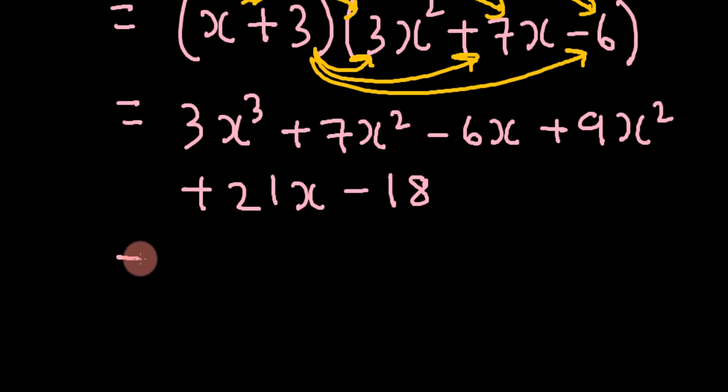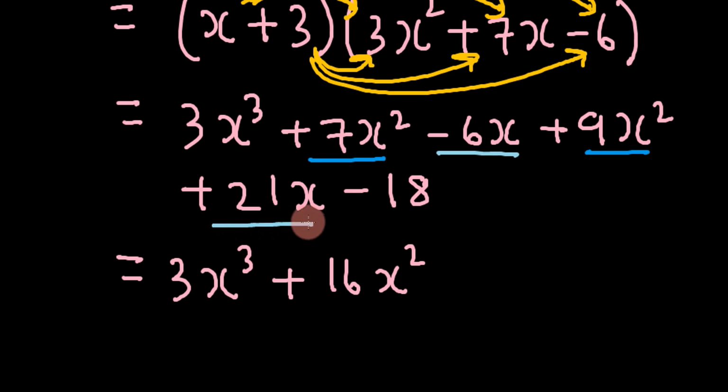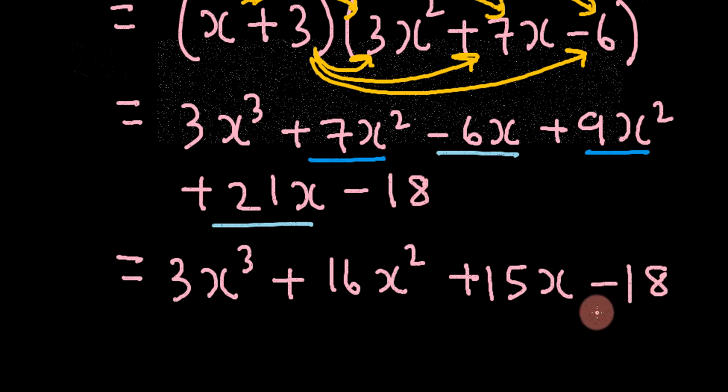The final step is to add the like terms. So 7x squared plus 9x squared. And of course we still have the 3x cubed here. 7x squared plus 9x squared will give us plus 16x squared. Then negative 6x plus 21x is plus 15x. And we still have the negative 18 here as well.